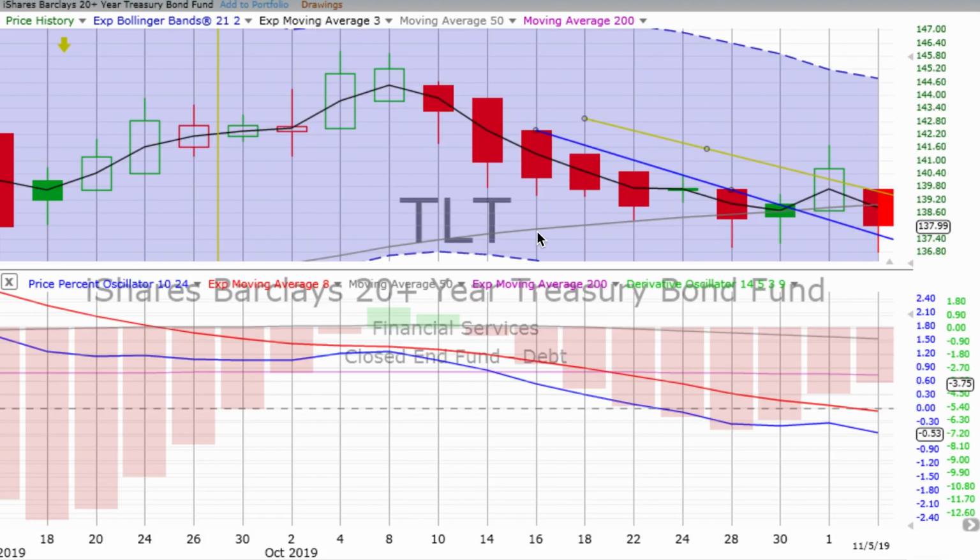Go to the 2-day. At some point, we're going to need to redraw it, but we really just can't redraw it at this point because of that up candle 2 days prior. Just doesn't make for redrawing the trend line.